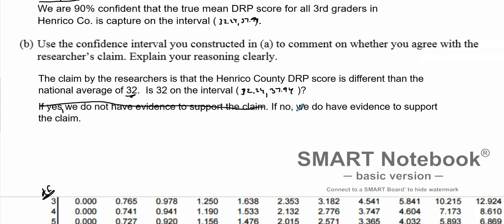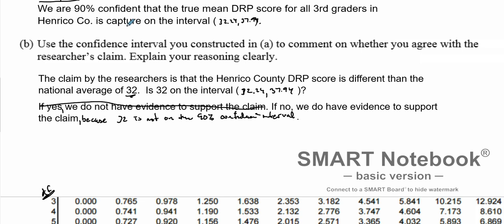If no, then we do have evidence to support the claim, because 32 is not on the 90% confidence interval. And so we would accept the alternative, and we would reject the null, that essentially Henrico County has the same DPR level. That Henrico County is different.